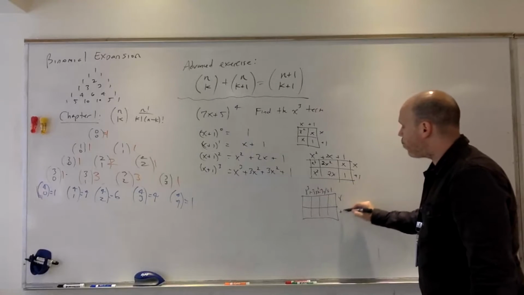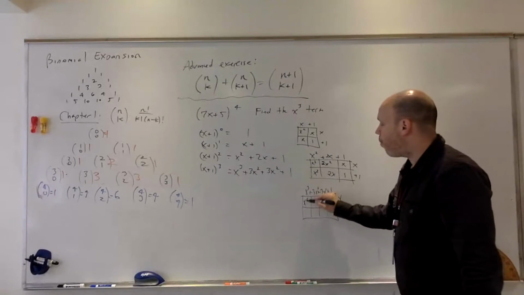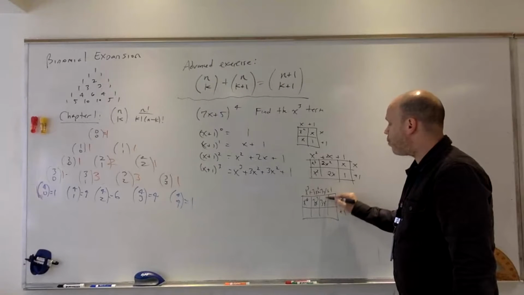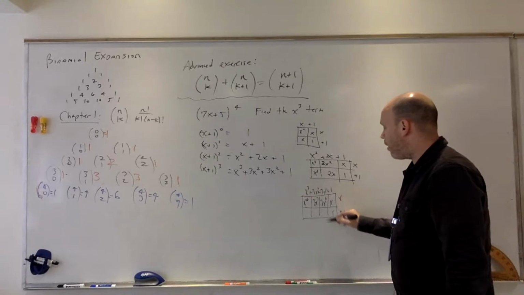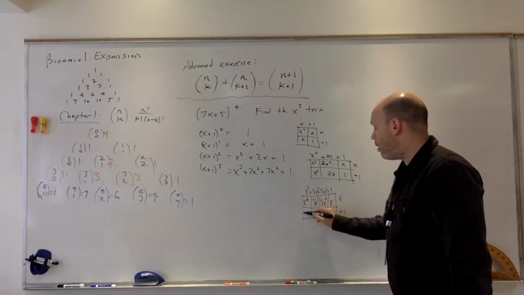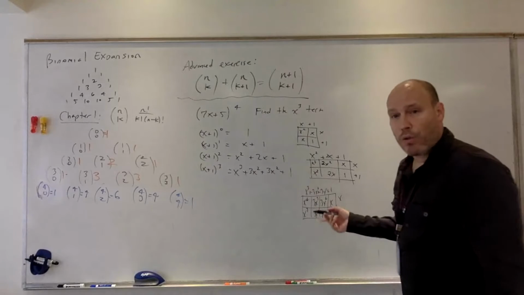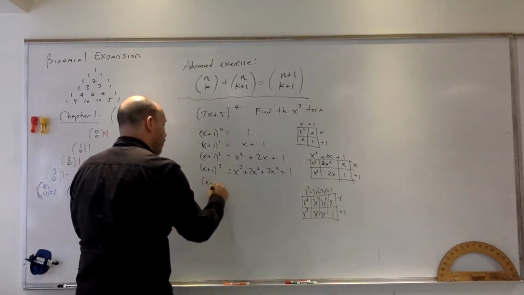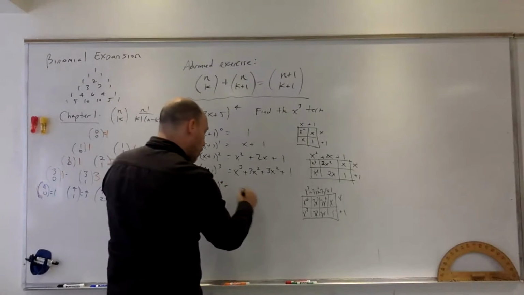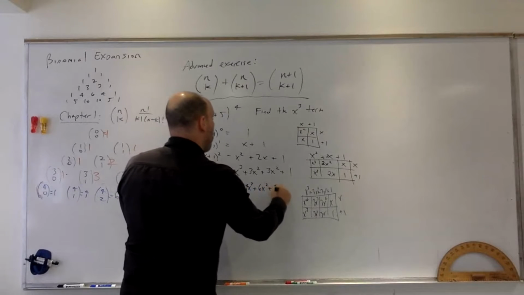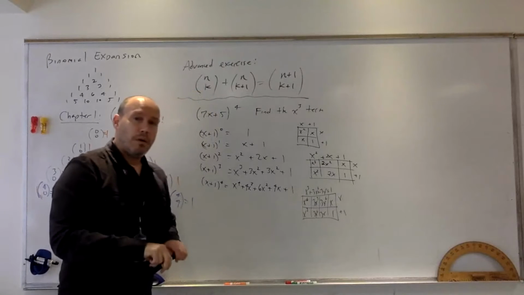And then we're going to do x plus 1. Let's see. x to the fourth, 3x cubed, 3x squared, x, 1, 3x squared, x cubed. Let's add all these terms together. So we get x plus 1 to the fourth is equal to x to the fourth plus 4x cubed plus 6x squared plus 4x plus 1.